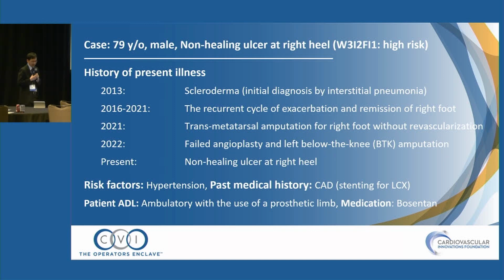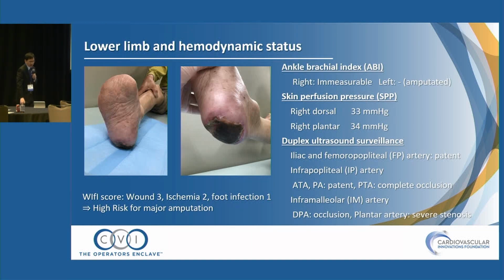In this session, he had a non-healing ulcer on his right heel, which was resistant to medical therapy. The patient's ADL was ambulatory with use of a prosthetic limb. At the time of hospitalization, black necrosis was observed in the right heel, indicating a considerably high risk for major amputation. The ABI was immeasurable, and the skin perfusion pressure was around 30 mmHg, an insufficient value for wound healing. Duplex ultrasound revealed the posterior tibial artery, the dorsalis pedis artery, and the pedal arch were completely occluded, while the plantar artery had a severe stenosis.